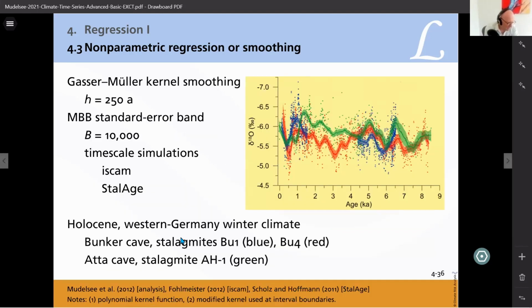Okay, now the example, and I will then have the time to show the software for doing this.